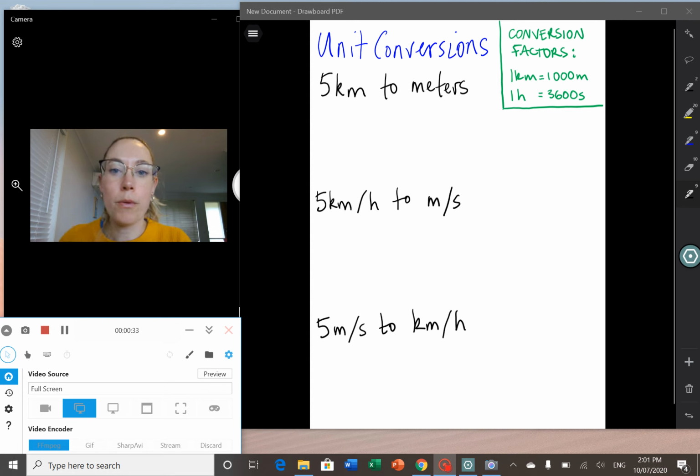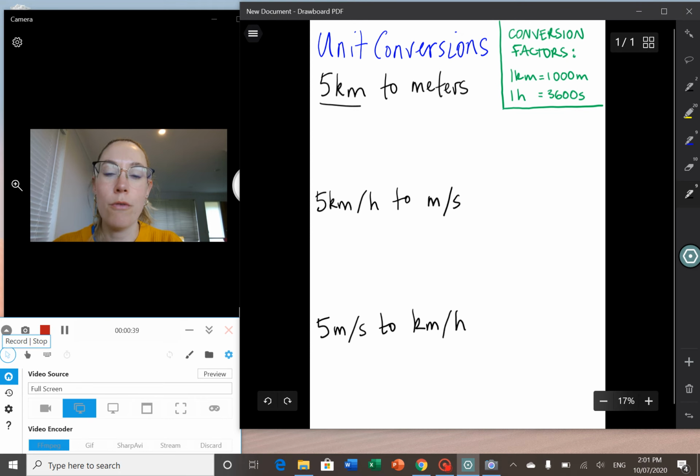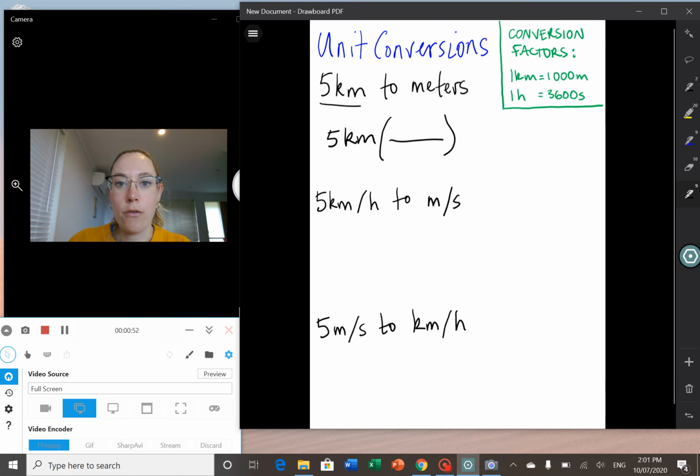So the first problem, converting 5 kilometres into metres. The first thing we want to do is always to write down what value we are starting with. So we're starting with 5 kilometres and we're going to multiply that by a fraction. And that fraction is going to be our conversion factor. But we need to decide which part of our conversion factor is going to be the numerator and which part is going to be the denominator.